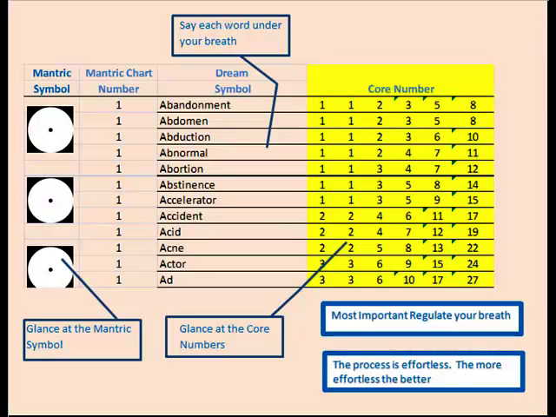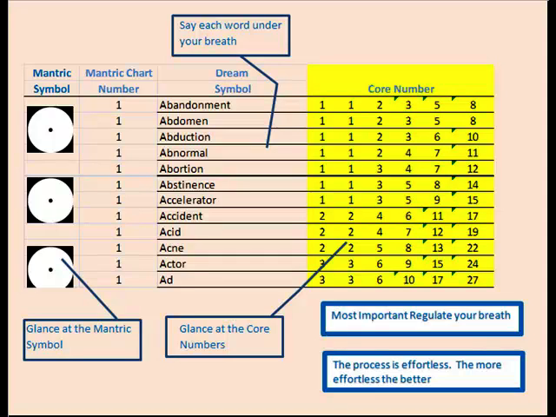So how do we actually go about internalizing these symbols? Well, start with the dream symbol and the core number listing that you find in the book. Say each dream symbol under your breath, noting the image that is brought to mind. As you say each word, feel the word form in your mouth and hear the word clearly. Remember, the vibrational sound of the word is important. Use as many of your senses that you can. If the word evokes any feeling within you, feel it fully. As you are saying the word, glance at the core numbers to the right of the dream symbol, and glance at the mantra symbol as well.